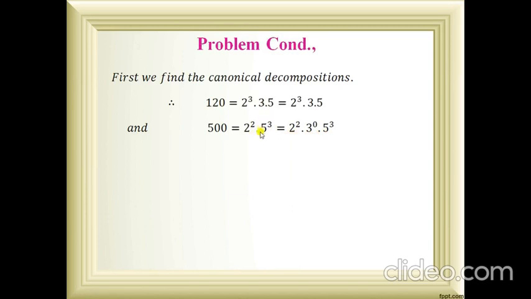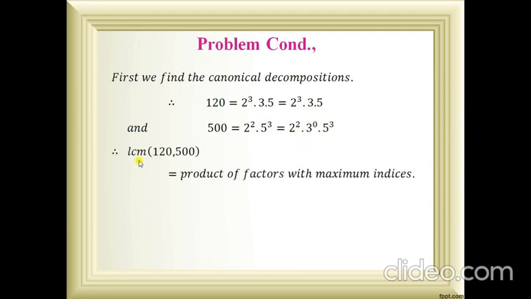So here 3 is there, here there is no 3. That's why I'm keeping 3 power 0 here, though again this is not necessary to keep. So let us have LCM of 120 comma 500 equal to the product of factors with maximum index. Compare the powers. 2 power maximum of 2 comma 3, 3 is the maximum. 3 power maximum of 1 comma 0, 1 is the maximum. 5 power maximum of 1 comma 3, 3 is the maximum. Therefore, this product gives the LCM of the given two numbers, that is 3000.